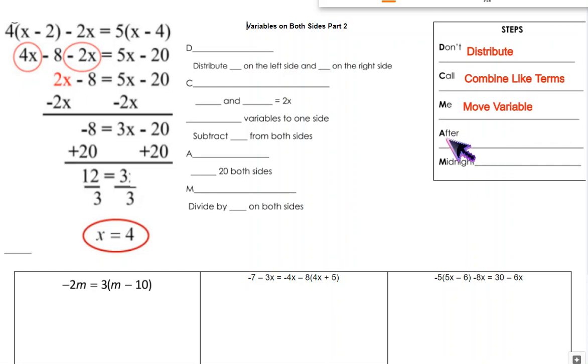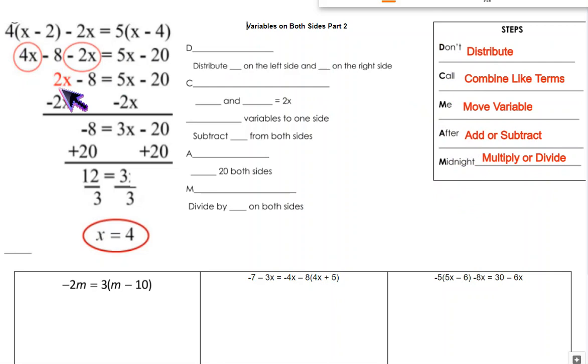All right, after starts with A, so that could be add or subtract. And midnight starts with M, and that means multiply or divide. All right, so if you can remember these steps, you can solve any equation in pre-algebra and next year in algebra. You can solve any equation you can think of if you follow those steps, okay?